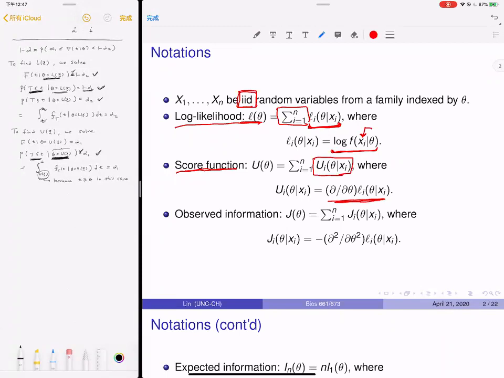Okay, score function. Then I said if you keep taking differentiation, the second derivative of the log likelihood function will become the observed information, but don't forget about the minus sign right here.